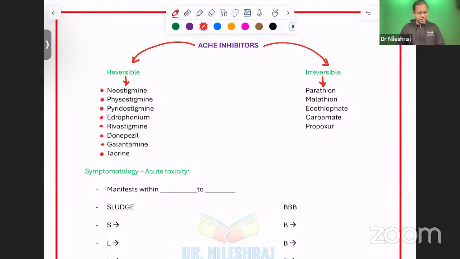I'll be just putting up a small question here, and that question is, out of neostigmine and physostigmine, which tends to cross the blood-brain barrier? A very famous question, no? Anyone who can answer this question? A very famous question, frequently asked in lots of different exams.